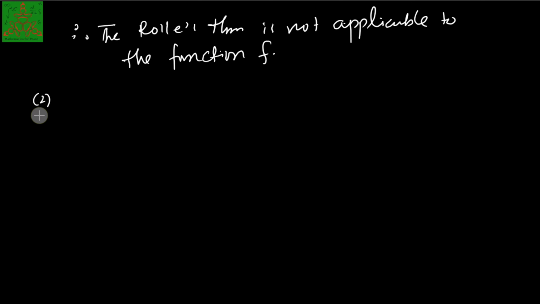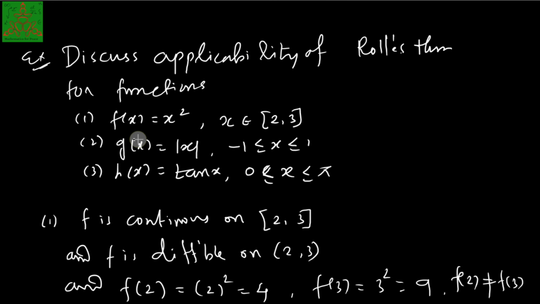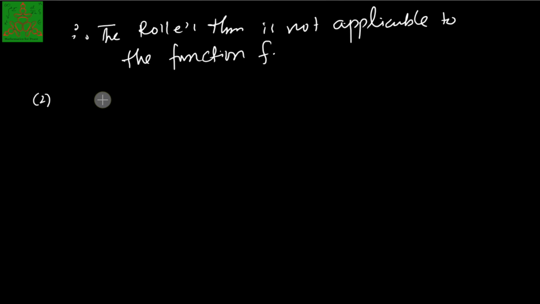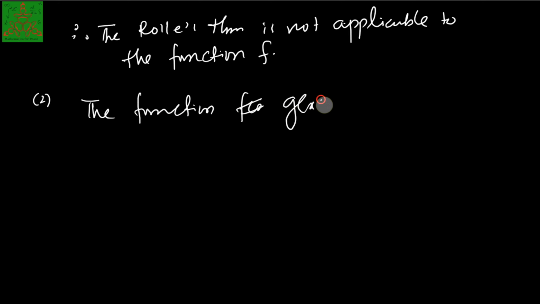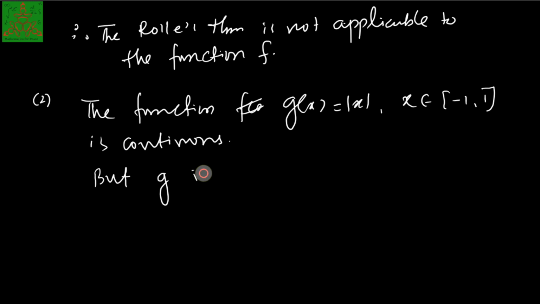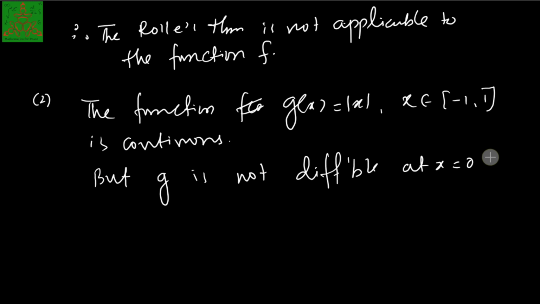The second example is about g(x), where g(x) = |x|. We know that the mod x function is a continuous function. So the function g(x) = |x|, where x is between -1 and 1, is continuous, but g is not differentiable at x = 0, and 0 belongs to the interval [-1, 1].